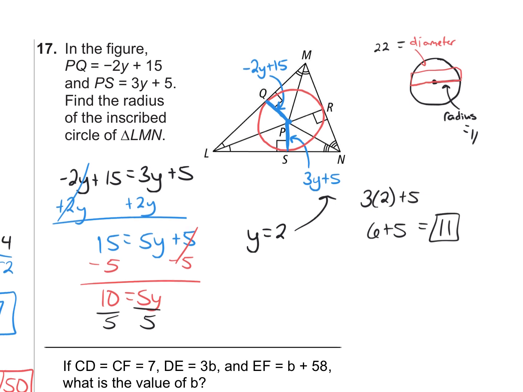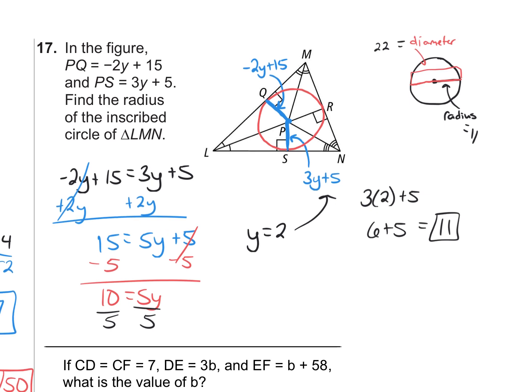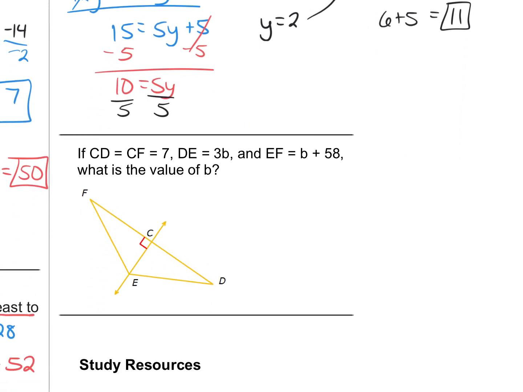What if it asked for the circumscribed circle? That's the outside one. Even though it's a circumscribed circle, does that change the definition of a radius? No. Radius is still from the center to the outside of the circle. Okay. Last one here. Number 18.